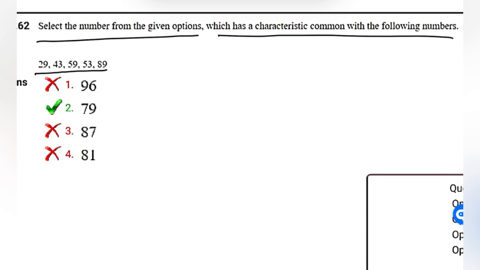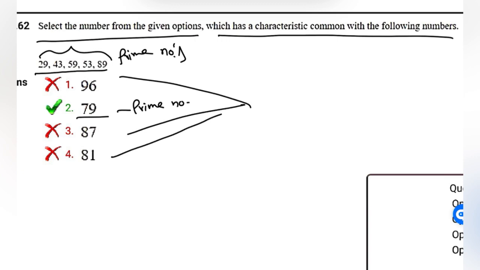Select the number from given options which has characteristic common with the following numbers. Given the numbers are 29, 43, 59, 53 and 89. Here all these numbers are prime numbers. And similarly 79 is also a prime number. And 96, 87 and 81 are composite numbers.